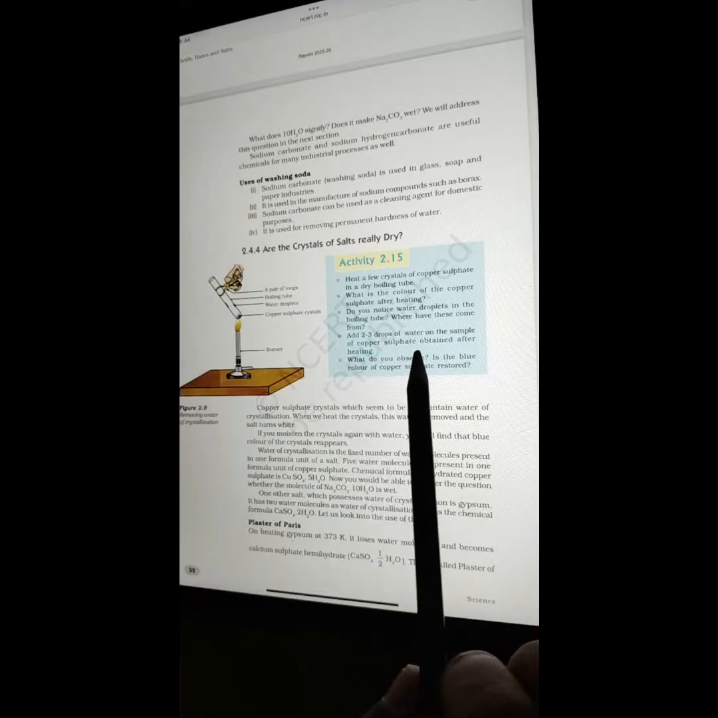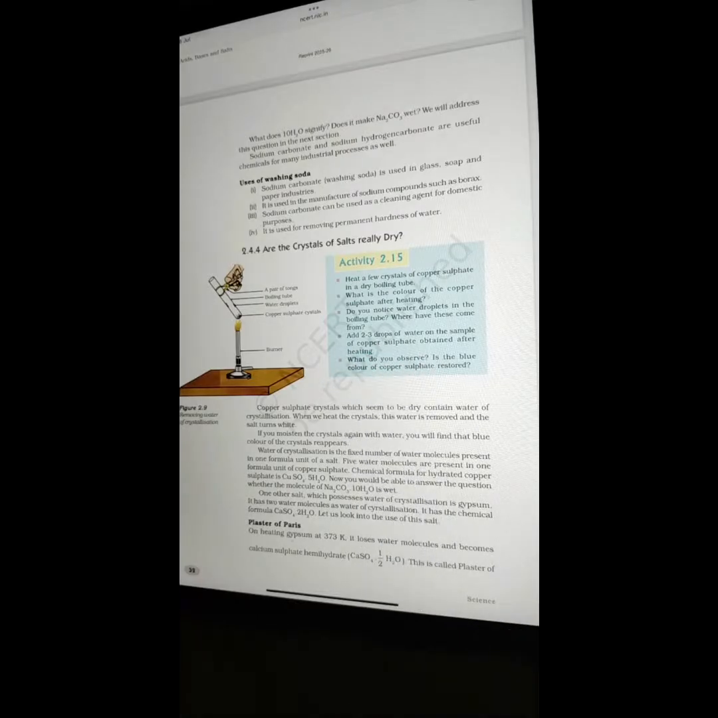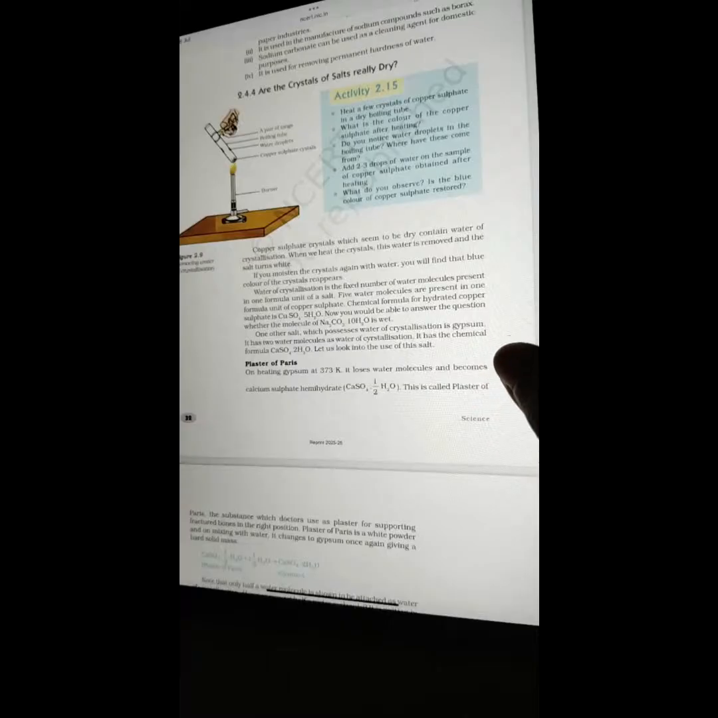Add 2 to 3 drops of water on the sample of copper sulfate obtained after heating. What do you observe? Is the blue color of copper sulfate restored?